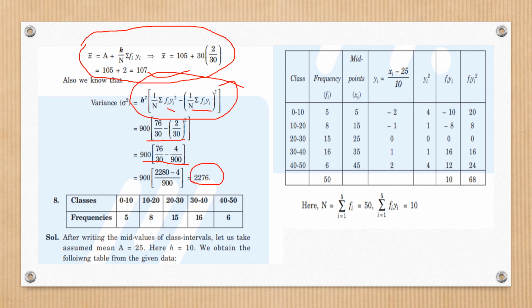For the next question, class intervals are given here. This is fi, this is your mid values, like 0 plus 10 by 2 is 5. So this is yi, right? As assumed mean we have taken this one, xi minus a upon h, and h is your 10. And yi square, fi yi, then fi yi square. So don't forget to do yi square and then fi yi square. So fi yi is 10, and this is your 68.